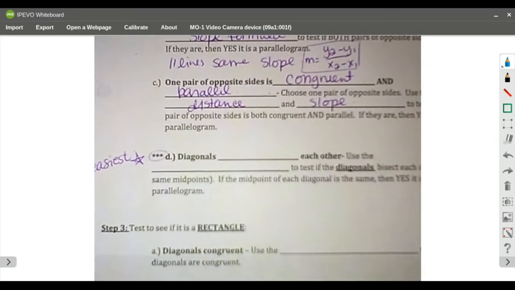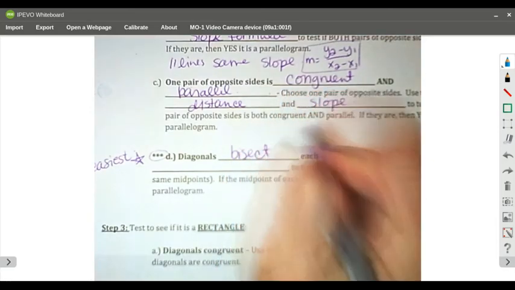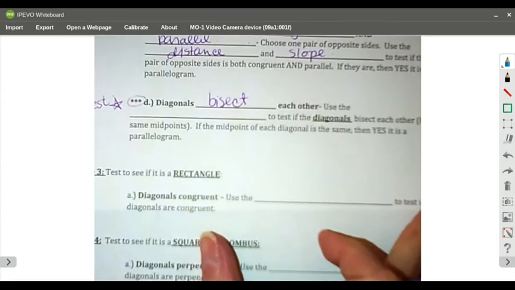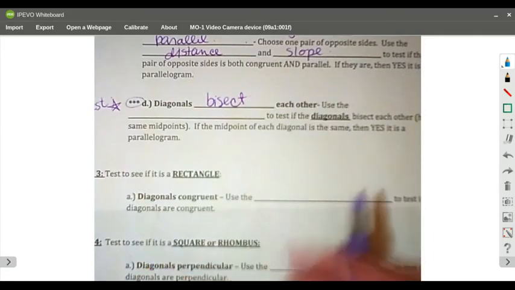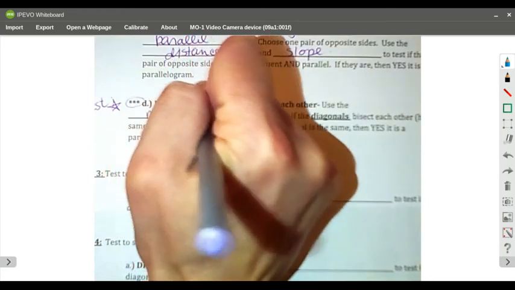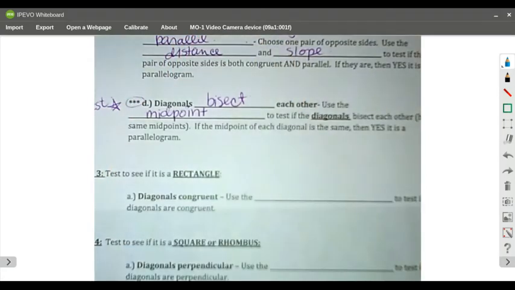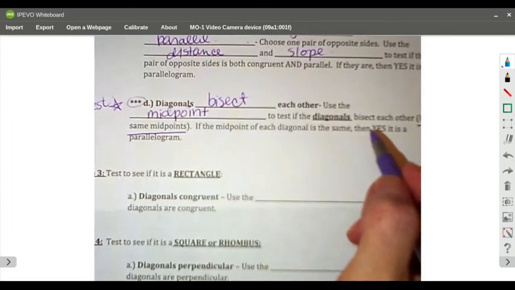The last one is you can test to see if the diagonals bisect each other. If the diagonals bisect each other, remember that means they cut each other in half. That's one of the properties of a parallelogram. For this one, we're going to use the midpoint formula to test if the diagonals bisect each other. They have to have the same midpoints. So for this, we have to use the diagonals.